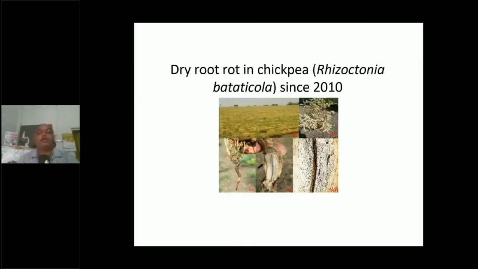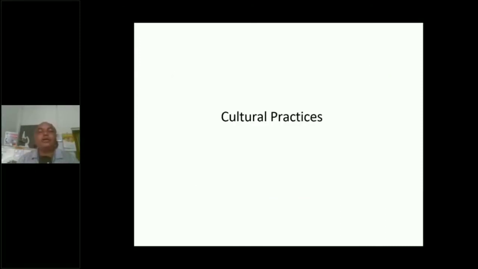Then we have different cultural practices. It is one component of integrated disease management. And in cultural practices, we can reduce the disease.